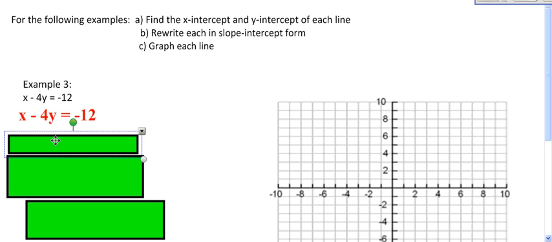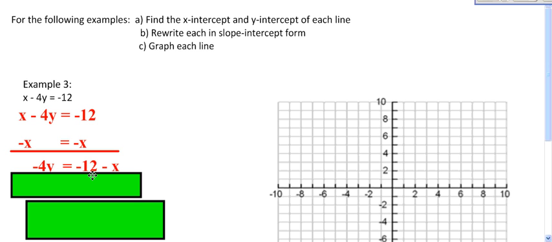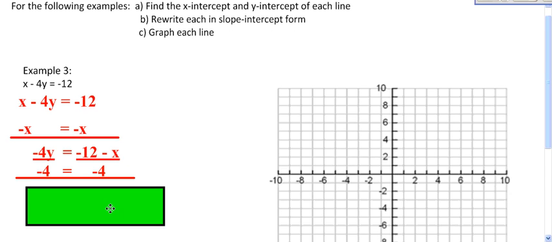We need to convert to slope-intercept, so we need to get rid of our x. So x is positive. We will subtract x from both sides, giving us -4y equals -12 minus x. Still, to get in slope-intercept form, we need to get y by itself. In order to do this, we have -4 here. -4 is multiplying by y, so therefore we need to divide both sides by -4.